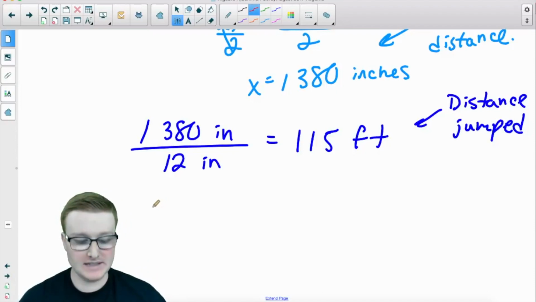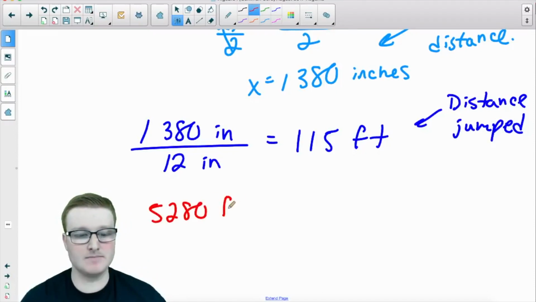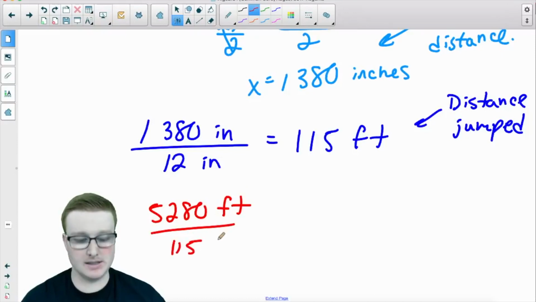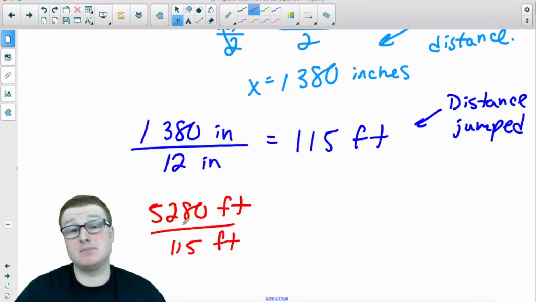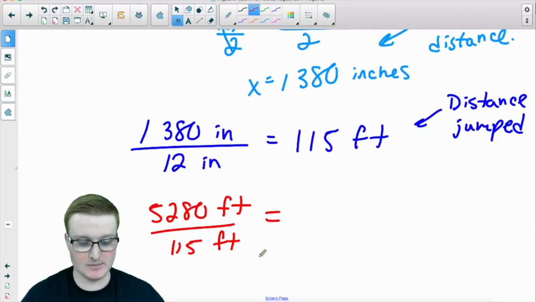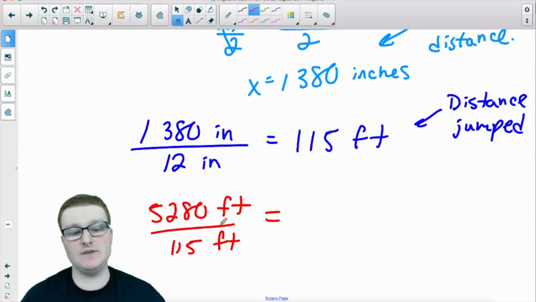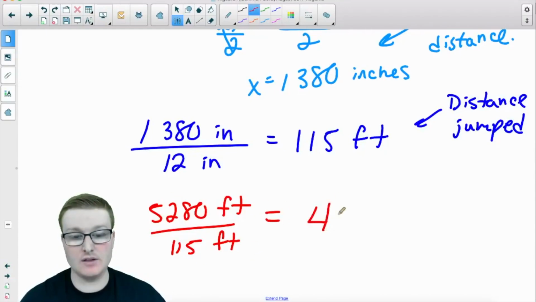So now we take 5,280 feet and divide it by the 115 to convert it into miles. Well, this puts it into miles, which will tell you the amount of jumps. When you do 5,280 feet divided by 115 feet, you get the answer 46.